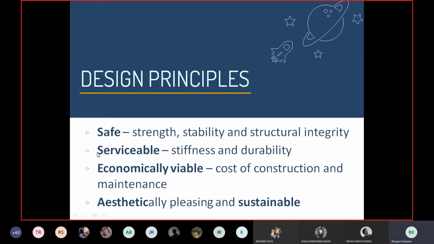Next, the structure is serviceable when it has adequate stiffness, meaning that it does not undergo a lot of deflection, and it has what is called durability.